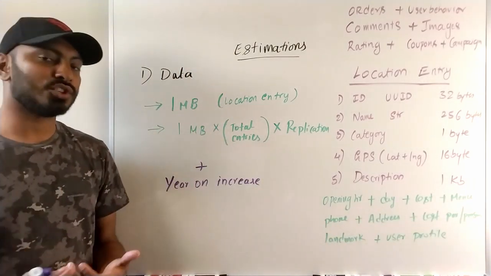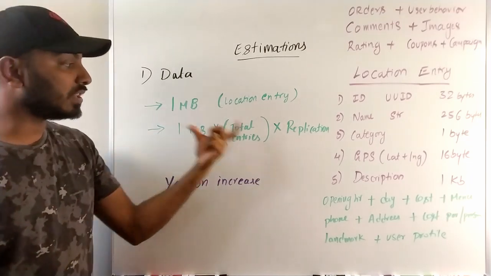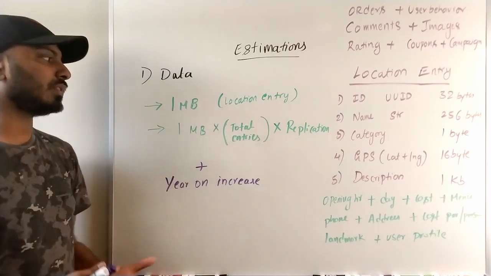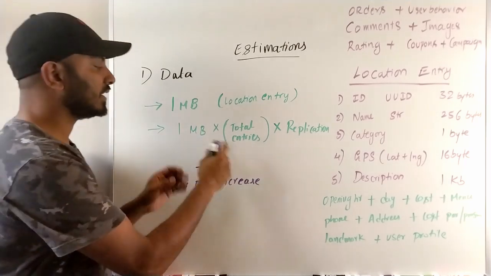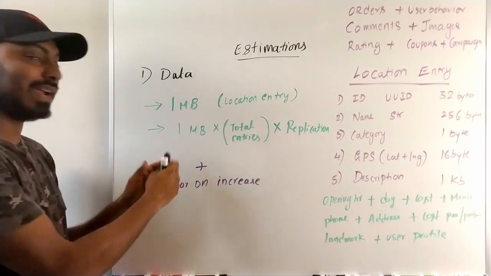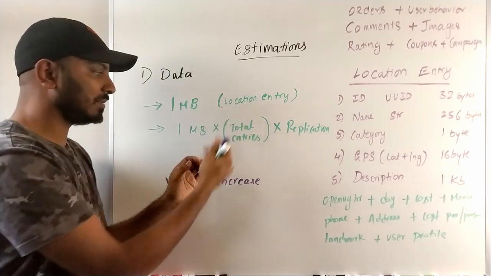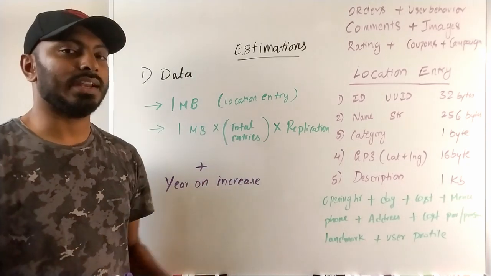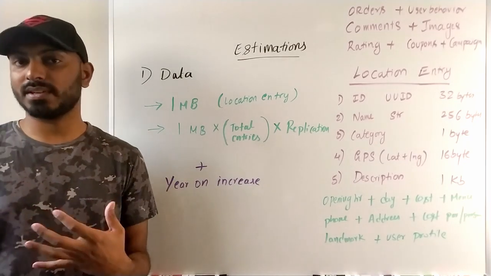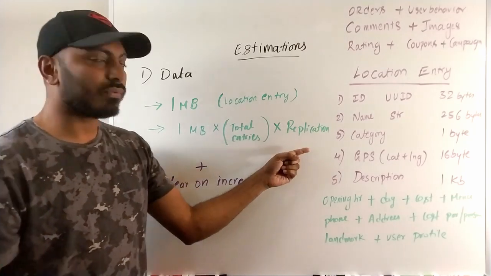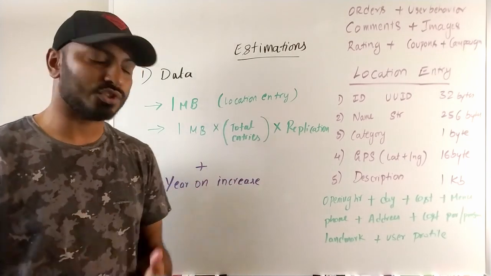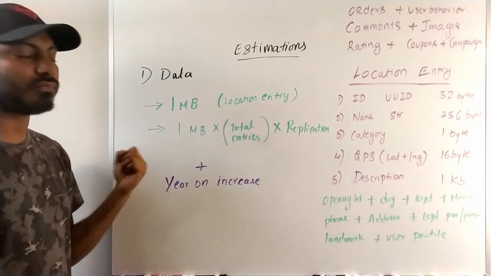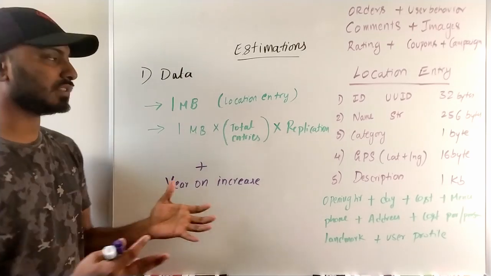Once you have that, you also need to consider the number of entries you are planning to store at that particular time. For example, this year, if you are planning to store about 100 million, that means 1 MB into 100 million entries. Also, for high availability, you will be replicating that data. That means more than one copy of that data will be present for your system. So the replication factor will definitely be 2 or more, replicated across regions. You put that number in, compute this formula, and you will get the total data you require for the system.